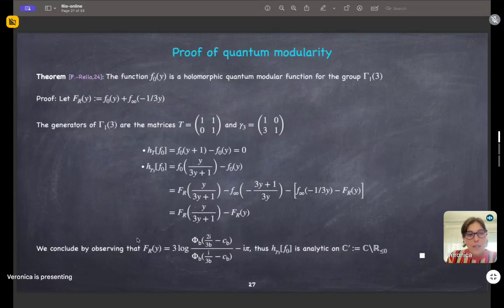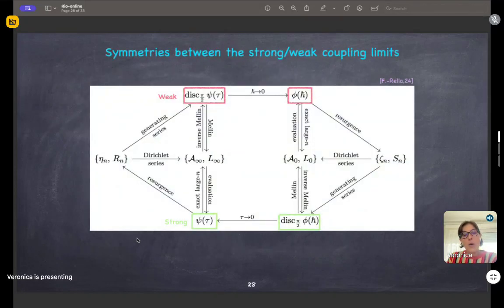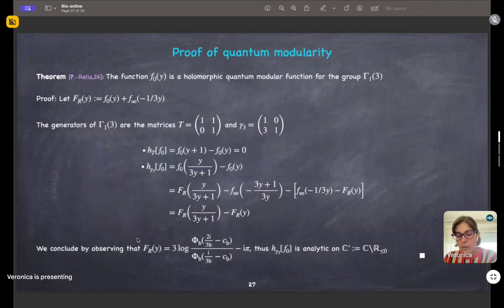Okay, so that's the way the proof goes. And it's exactly the same in the other case for F infinity, as you can imagine.